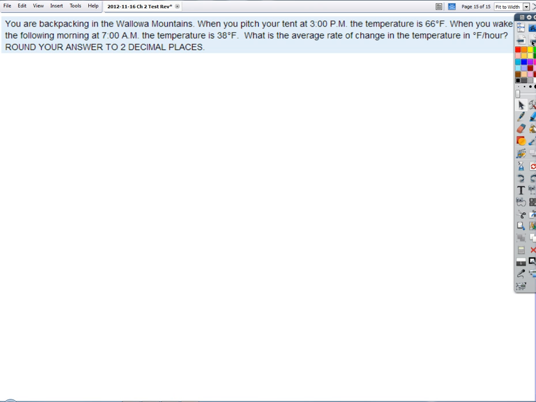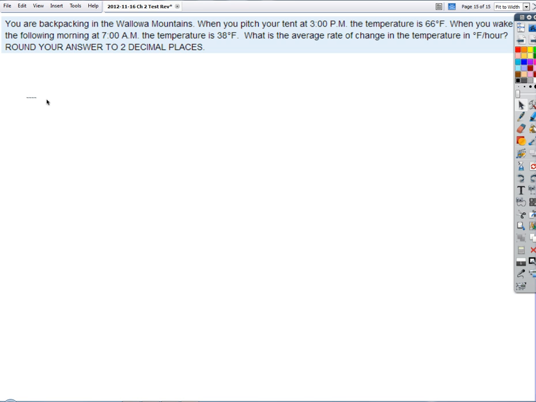All right, last one. Now this isn't a hard one, but I want you to see what's going on here. This is a commonly missed problem, not because it's conceptually difficult, but because people all make the same mistake. If I'm calculating a rate of change, here's what people tend to do. They know we're calculating change in temperature over change in time, right?